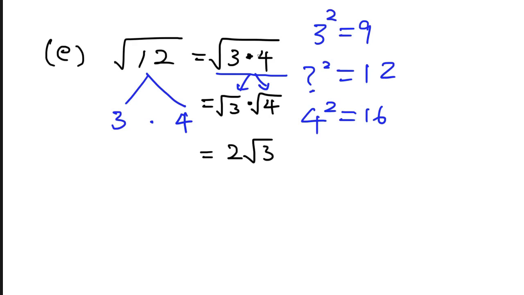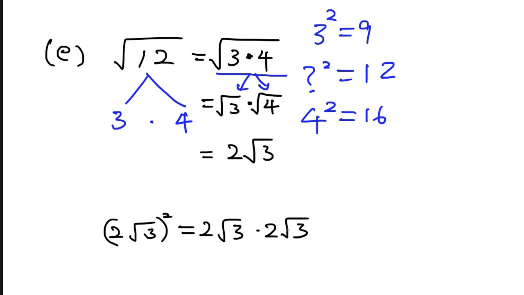So let me explain why we can break this up, and at the same time we're going to verify the solution. So 2 square root of 3 squared, is this really equal to 12? Well, this is 2 square root of 3 times the same number. And if you collect 2 and 2, that's 2 squared, and square root of 3, 2 of them, this is root 3 squared. And this is 4 times 3, and that's 12.